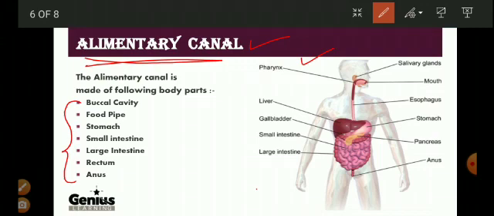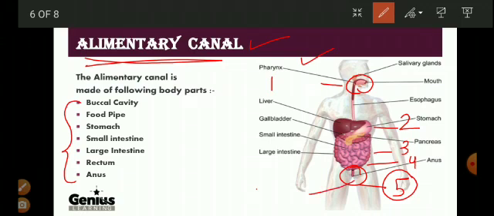Let's revise or recall the previous things. Here there is the mouth. Here ingestion occurs first. Now here digestion occurs. Here absorption occurs. Here assimilation occurs, and finally here egestion occurs. The waste is removed from our body.